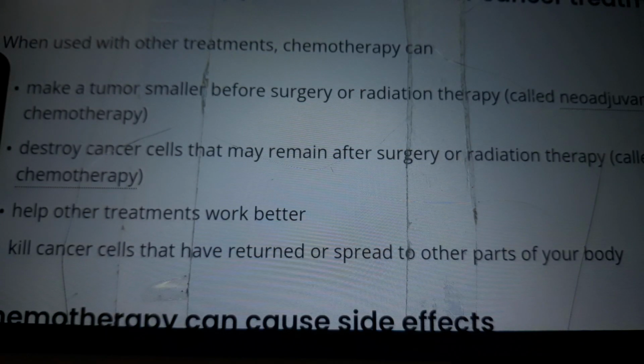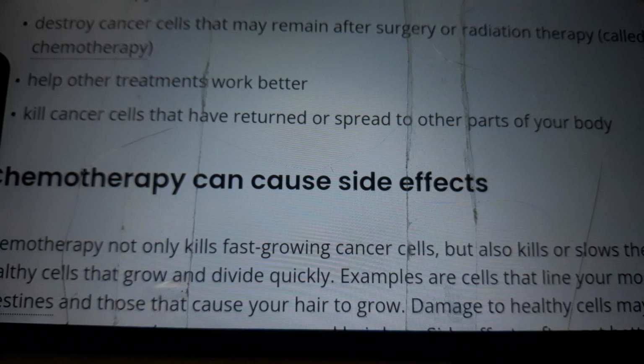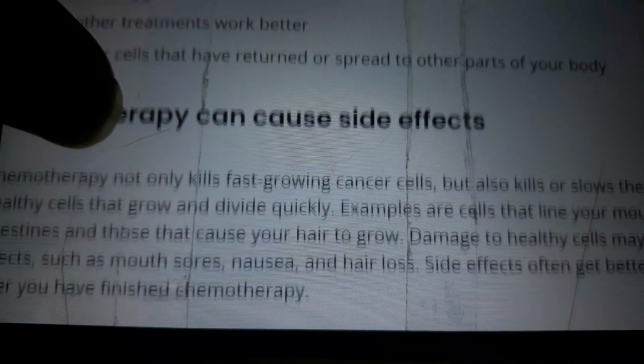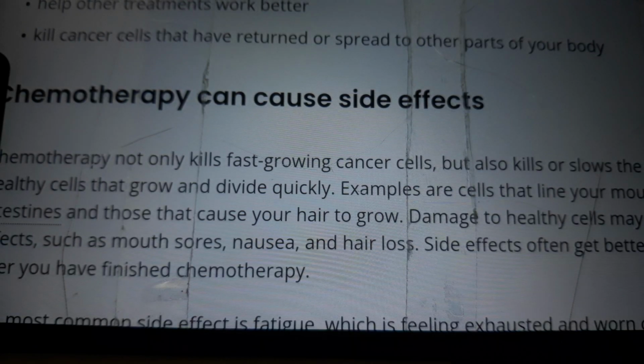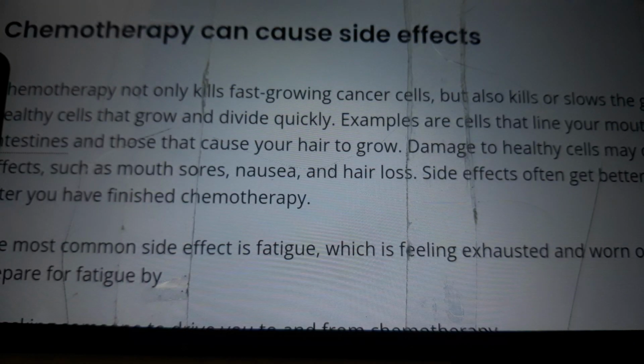How chemotherapy is used with other cancer treatments. When used with other treatments, chemotherapy can make a tumor smaller before surgery or radiation therapy, called neoadjuvant chemotherapy; destroy cancer cells that may remain after surgery or radiation therapy, called adjuvant chemotherapy; help other treatments work better; and kill cancer cells that have returned or spread to other parts of your body.